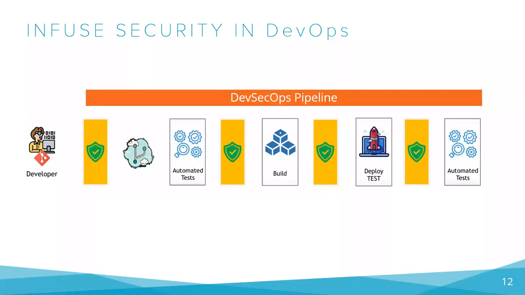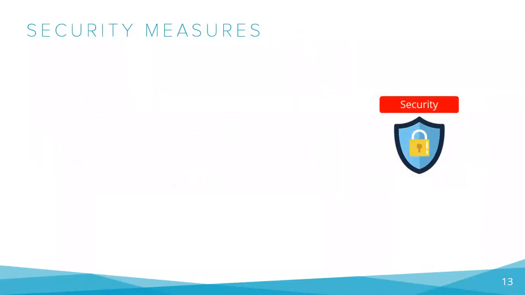The security team should play the role of a facilitator or advisor to developers and operations teams, helping them to understand and manage security. To make sure that security is given due importance, security measures need to be put in place. So, here we see some security measures.